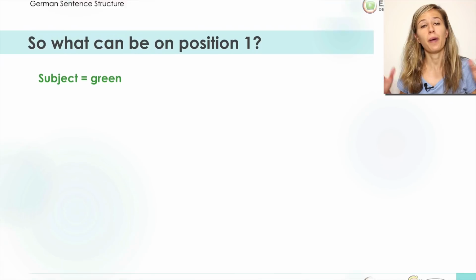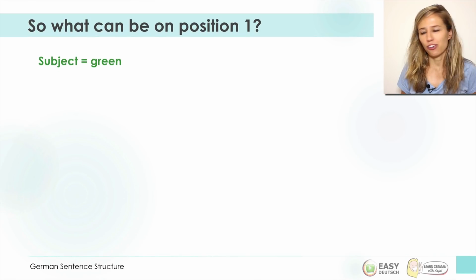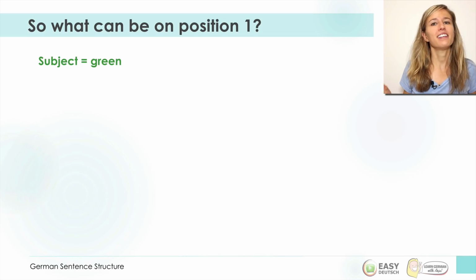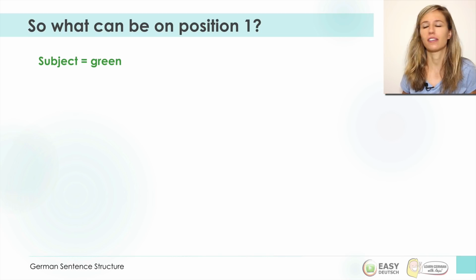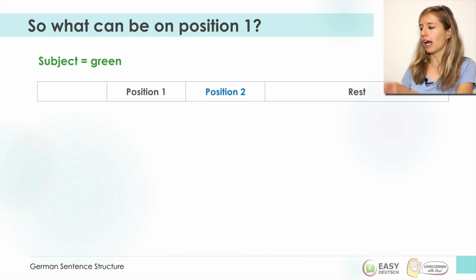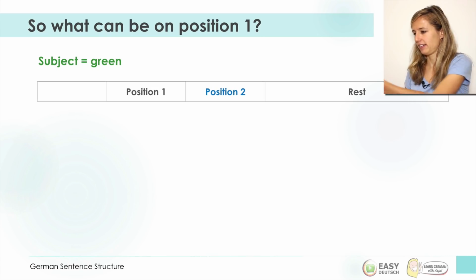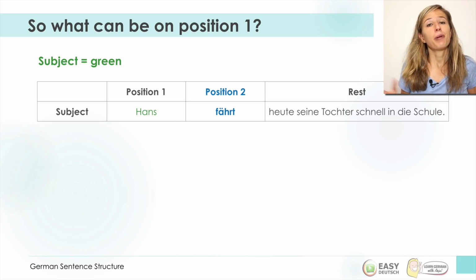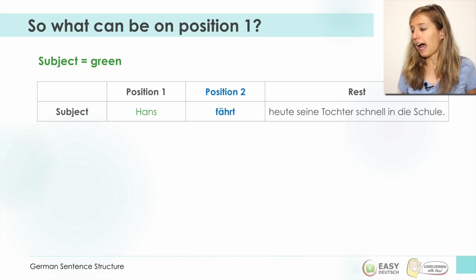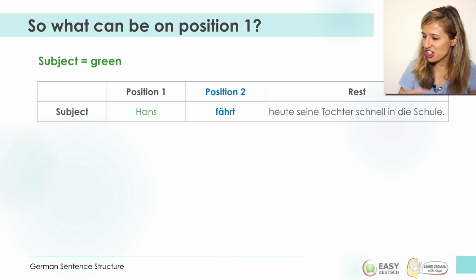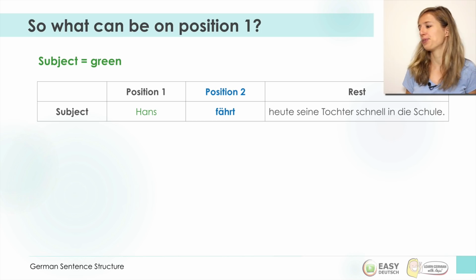So now the question is, what can be on position 1 and why is it there? Ja, was ist an Position 1 und warum? Das Subjekt ist jetzt hier grün. Ja? The subject is marked green. So, wieder Position 1, Position 2 und der Rest. The rest. So, an Position 1 kann zum Beispiel sein das Subjekt. Hans fährt heute seine Tochter schnell in die Schule. Hans drives his daughter today quickly to school. Schnell ist quickly. Okay? So, Hans ist das Subjekt. Das ist Position 1 hier.